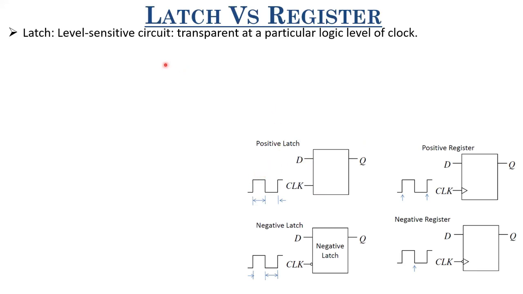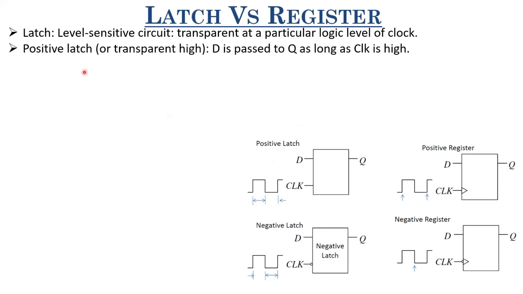So a latch is something which is transparent at only a particular logic level of the clock. If it is transparent for positive, or logic 1 of the clock, it is called a positive latch. If it is transparent for negative, or logic level 0 of the clock, it's called a negative latch. So this is how you define a latch. As long as the clock is high for a positive latch, D is transferred to Q. As long as the clock is logic level 0 for a negative latch, D is transferred to Q. For a positive latch, also called transparent high, D is passed to Q as long as the clock is high.